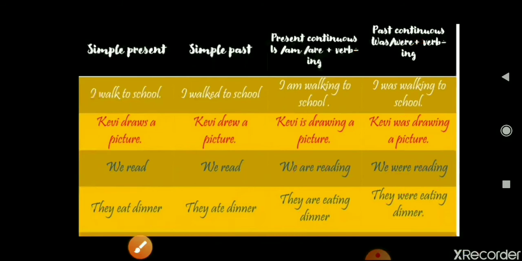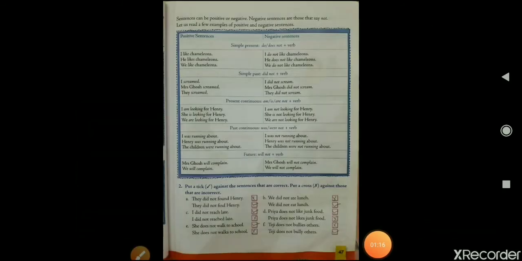Okay. Now you have to complete this exercise in your book neatly, and also complete it in good handwriting. Okay. Now next exercise, page number 47.